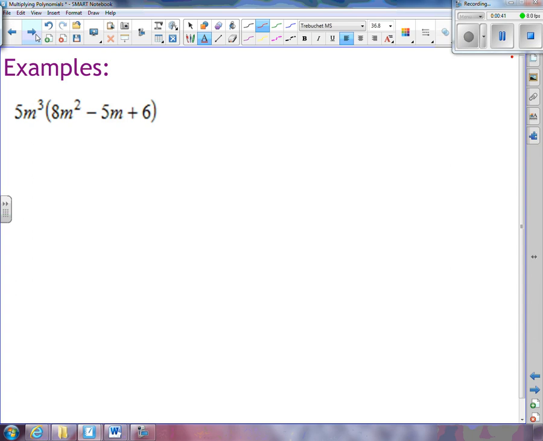So here's just another case. Now I have a monomial by a trinomial. So I'm going to end up with 3 terms. So here I'm going to get 40m to the fifth minus 25m to the fourth plus 30m cubed, and that's all you have to do.